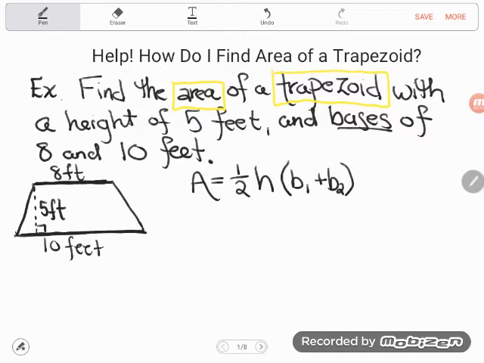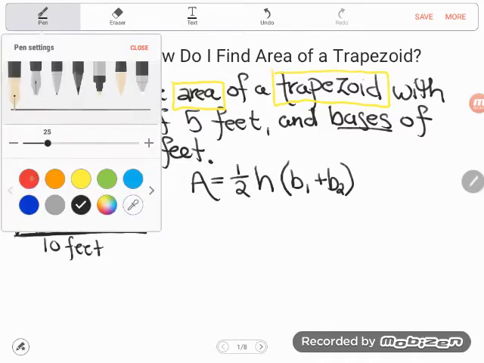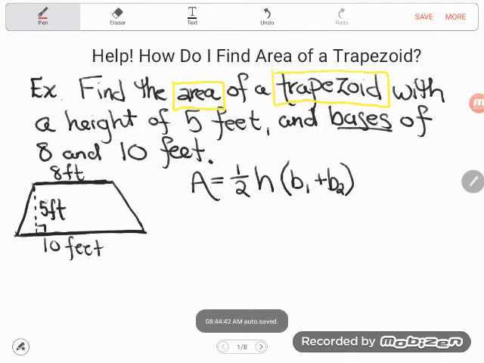And there's a lot of things I know. You know, the height of my trapezoid is not a mystery here. I know the height. It's 5. And the base lengths are not mysteries. I know what they are. They're 8 and 10. So I can take all that known information and plug it into my formula. Let's go ahead and give that a try.